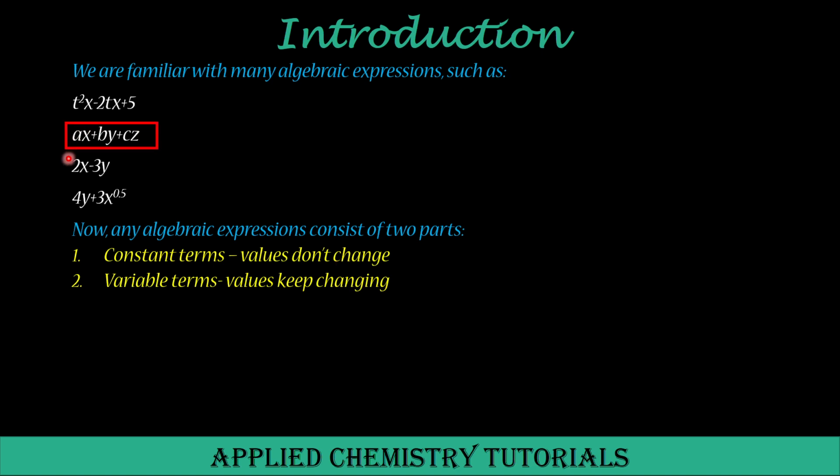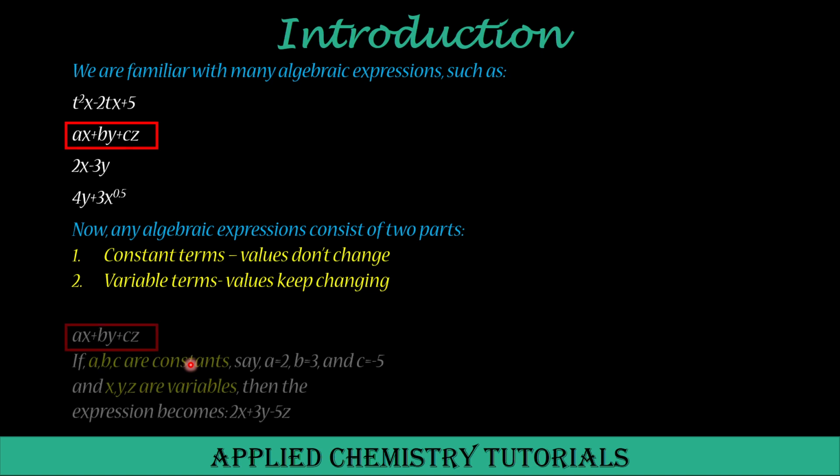So let's talk about this particular algebraic expression ax plus by plus cz. Let us consider that in this expression a, b and c are constants. Say a equals 2, b equals 3 and c equals minus 5 for ease of understanding. And here x, y, z are variables. Then the expression becomes 2x plus 3y minus 5z.